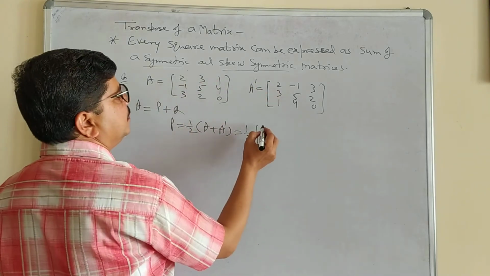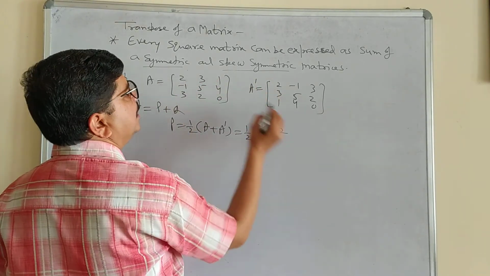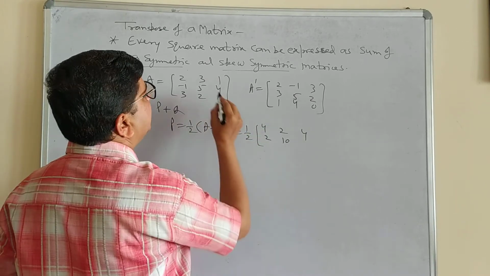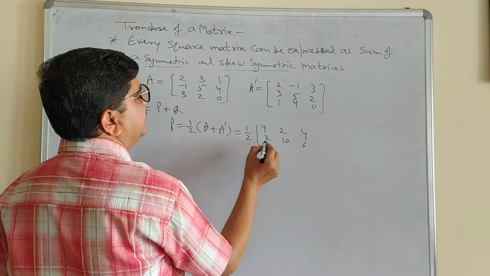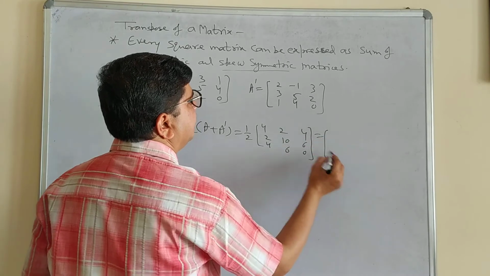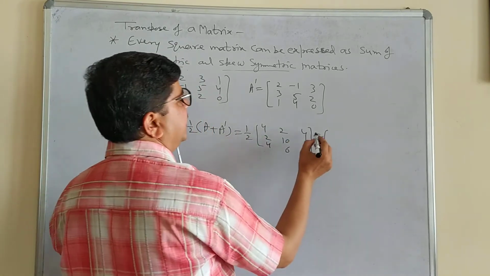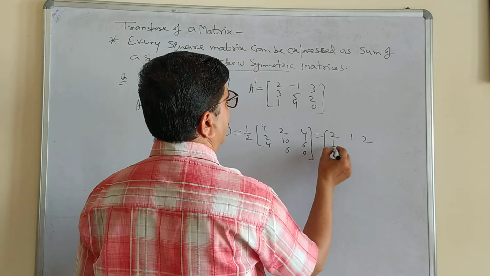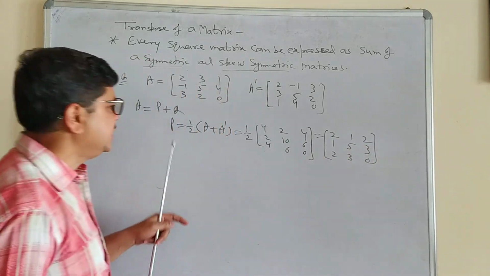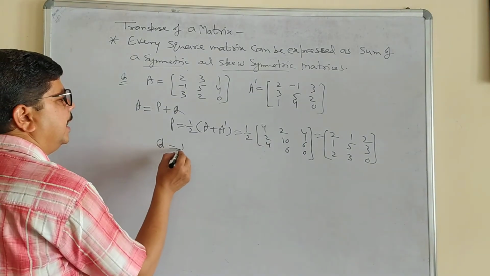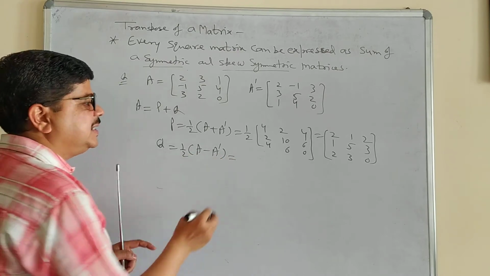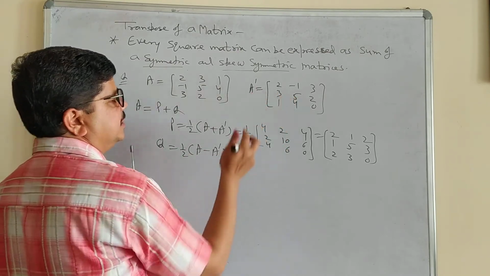So 2 plus 2 is 4, 3 minus 1 is 2, 1 plus 3 is 4, minus 1 plus 3 is 2, 5 plus 5 is 10, 4 plus 2 is 6, 3 plus 1 is 4, 6 and 0. Then multiply by half each term: 2 1 2, 1 5 3, 2 3 0. This is P, and Q will be half of A minus A dash. Again in the examination you will write half, then this minus this.